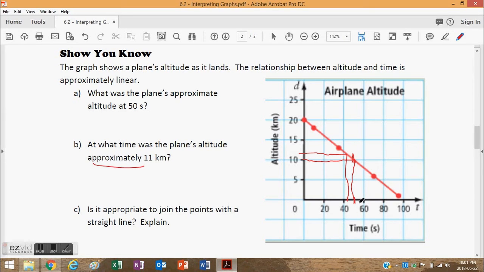Well, 10, 11 would be about here. Again, with a ruler is always better. We come across something like this. We come down. It's just over 40 and not halfway to 50. So, again, we're getting approximate values here. We're going to get probably about 42, 43, something like that.